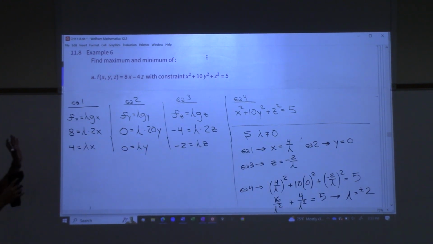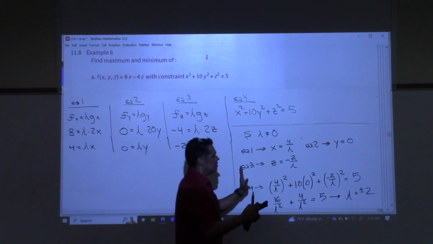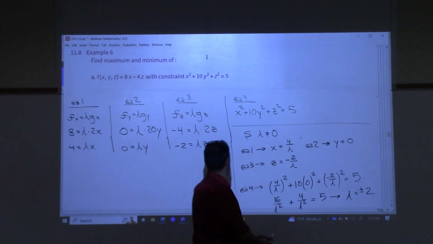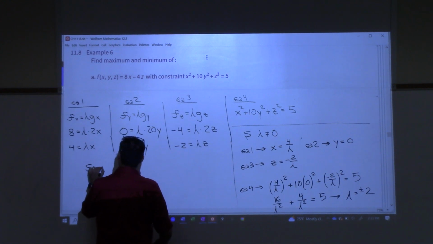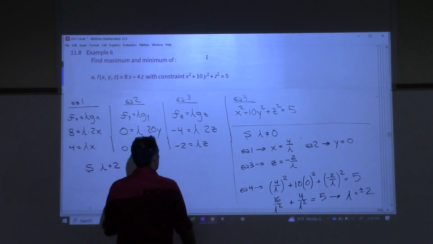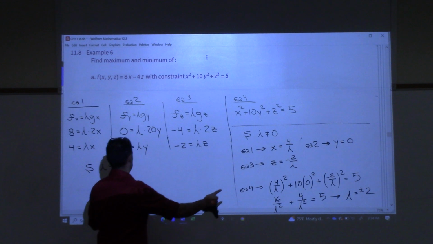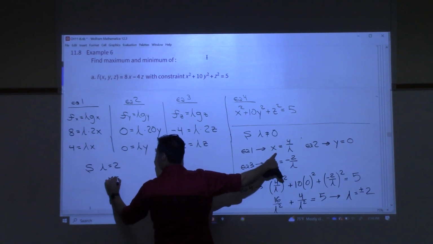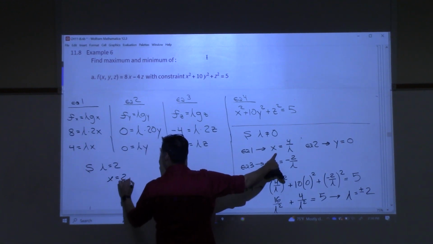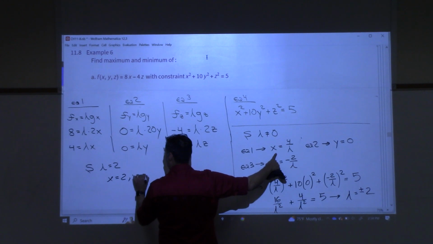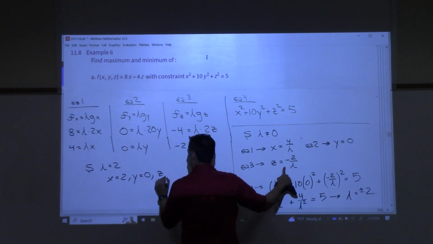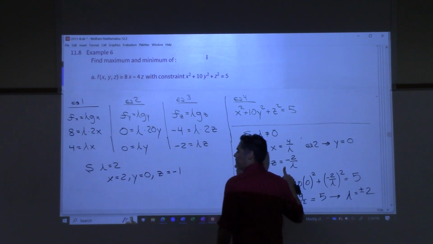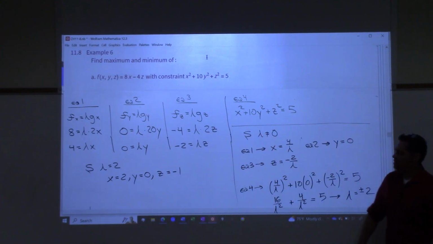We're still within this same big suppose. So let's indent and do a new suppose. Suppose that lambda is 2. If lambda is 2, what's x? Then x must be 2, right? 4 over lambda. And then the y we already said was 0, right? And then the z must be negative 1, if it's positive 2.